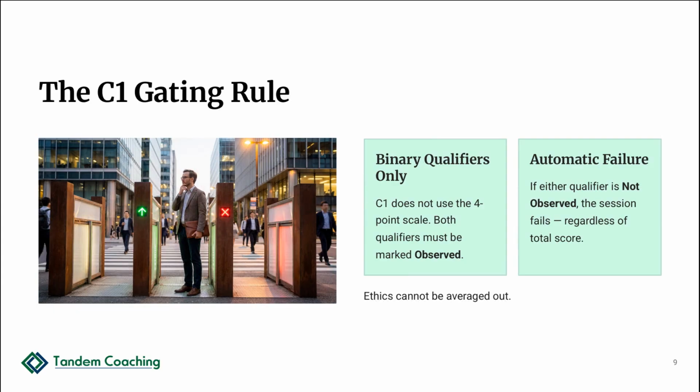Now, the one hard gate in the system, Competency 1, Ethics. C1 doesn't use the 4-point scale. It has 2 binary qualifiers, alignment with the code of ethics and alignment with the role of coach. Both must be marked observed. If either qualifier is not observed, the session fails, regardless of the numerical score on C3 through C8. You could score a 4.0 transformed and still fail if C1 isn't clear. Ethics is the one thing you can't average your way out of. In practice, this rarely happens, but it's the one absolute rule in the system.